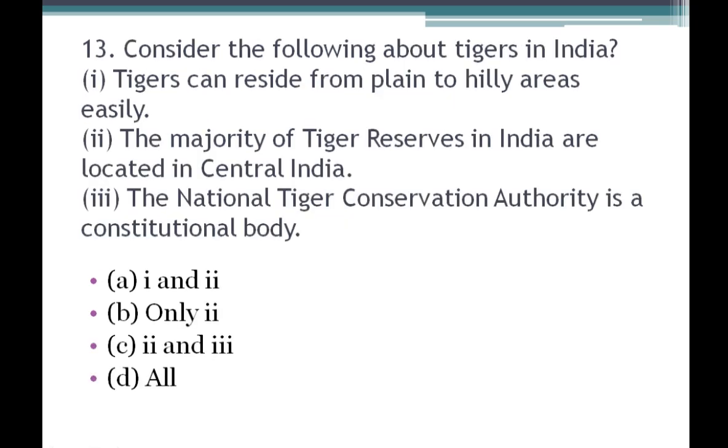Question number 13. Consider the following about tigers in India. 1. Tigers can reside from plain to hilly areas easily. Number 2. The majority of tiger reserves in India are located in central India. Number 3. The National Tiger Conservation Authority is a constitutional body. So naturally this question is about finding the correct statements. So the correct option is option A, that is 1 and 2.